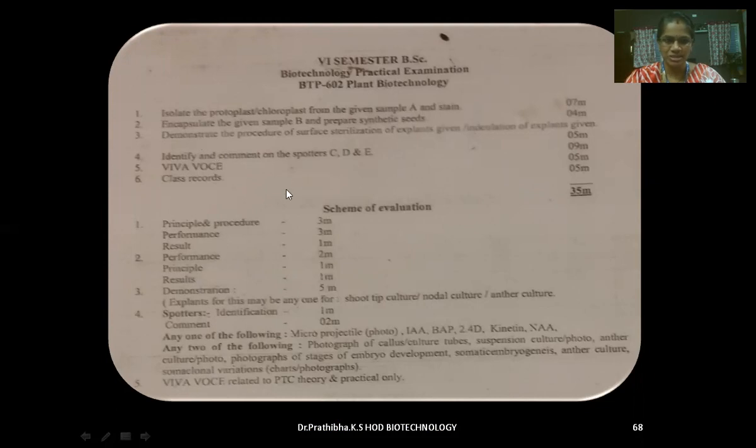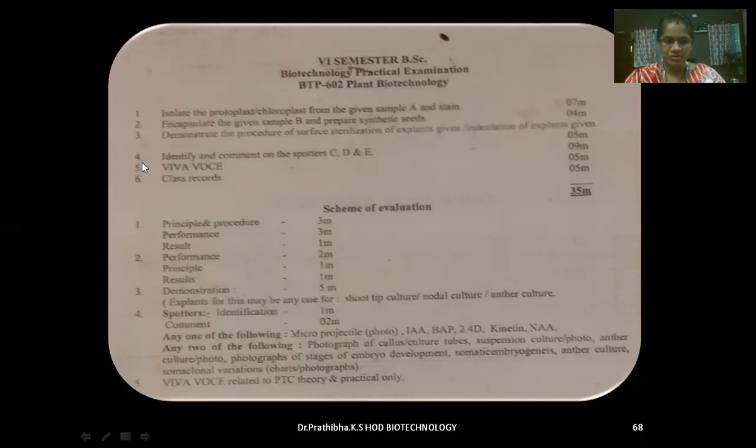Okay, then demonstration of inoculation of explant. Explants for this may be any one. For example, shoot tip culture or nodal culture, anther culture will be given in the exam. That is question number 3. Okay, this carries 5 marks.